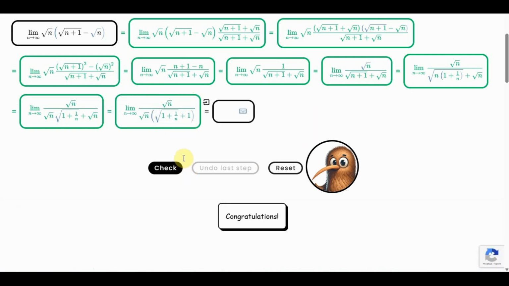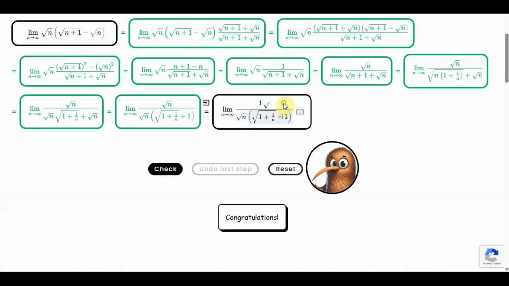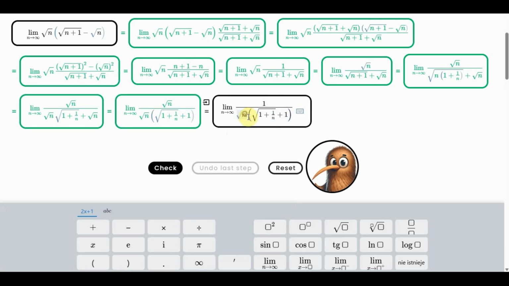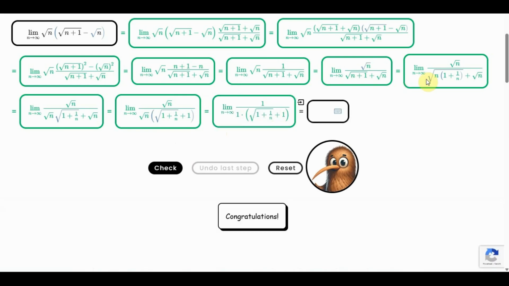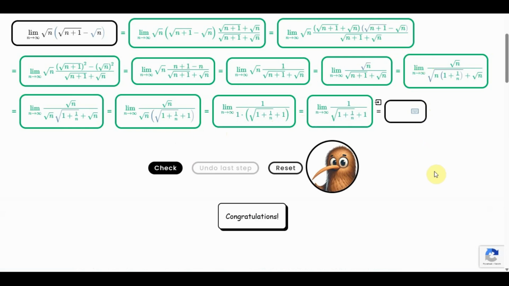Right, it will be something like this. The square root of n and the square root of n on the top and bottom will cancel out, but the top won't disappear. There will just be a 1. Well, so the bottom will of course be the same. And here I can already write down what this is all leading to.